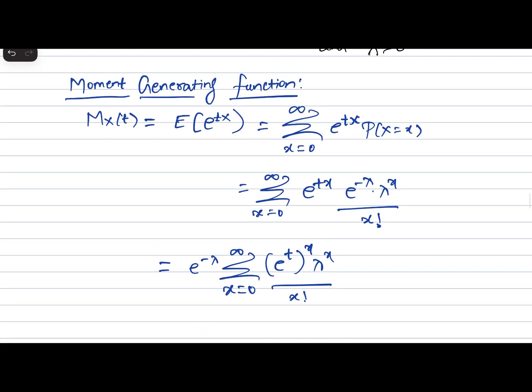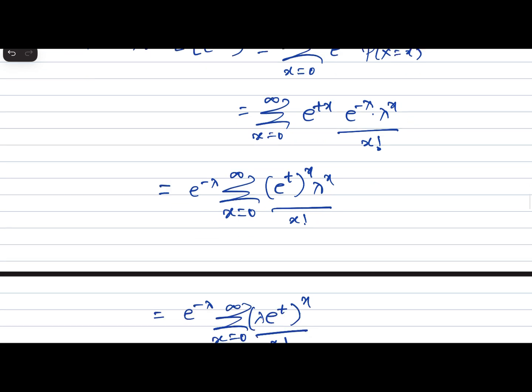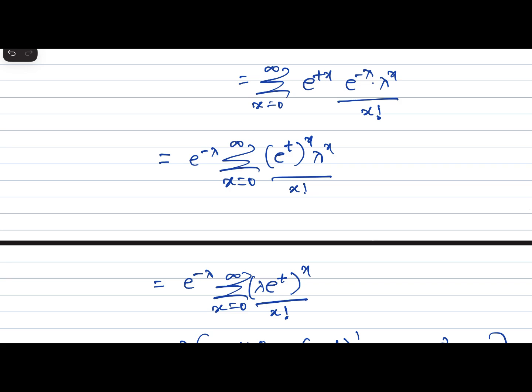All right, now let us try to understand how to find the moment generating function. Mx of t is given as expectation of e power tx. You can write this as the sum of e power tx into probability of X equal to x, where x runs from 0 to infinity. And then you can substitute the probability of X equal to x here. What is the formula? e power minus lambda, lambda power x by x factorial.